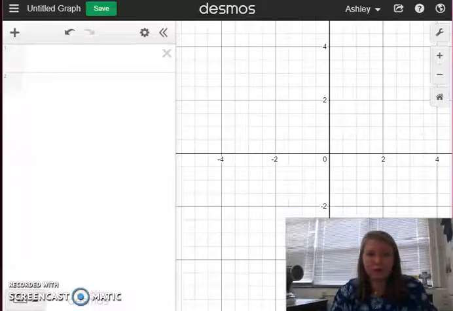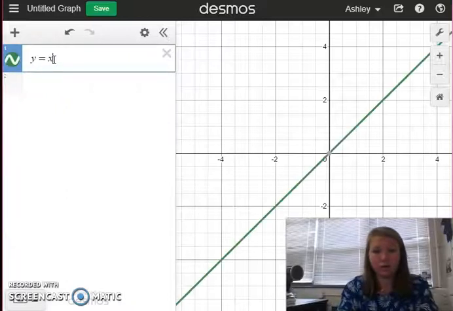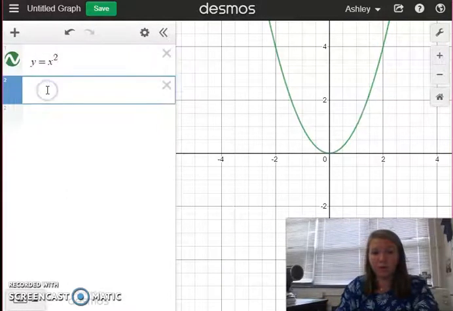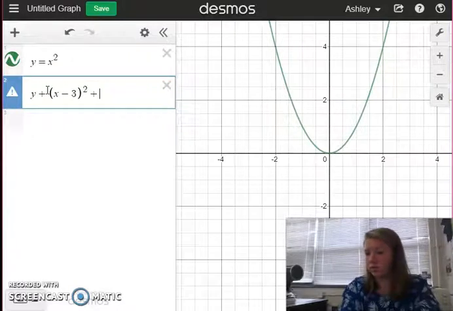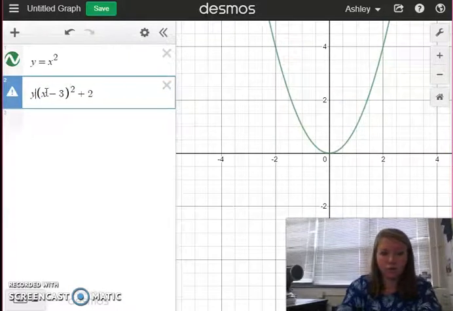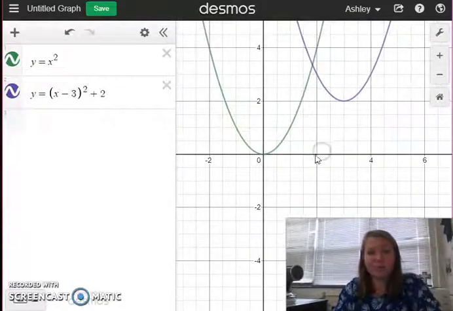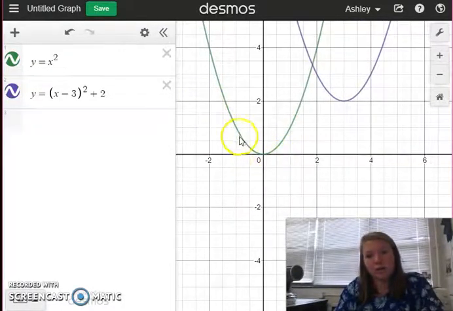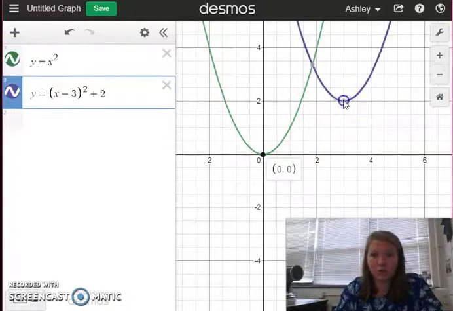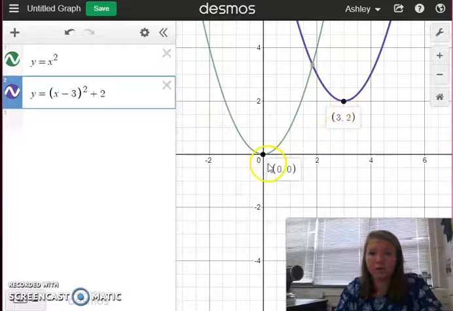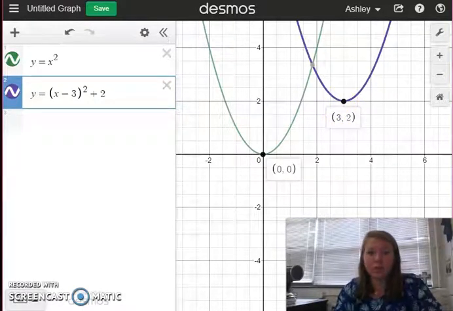So I'm going to type in the parent function, which is y equals x squared, to compare to. And I'm going to type in the transform function. Alright, so we can see visually that here's the parent function, that if you think about this U shape has been shifted right and up, and I like to compare the actual vertex of each one. So 0, 0 to positive 3, positive 2. That changes x positive 3 units and y positive 2 units. So that verifies our transformations that we came up with.